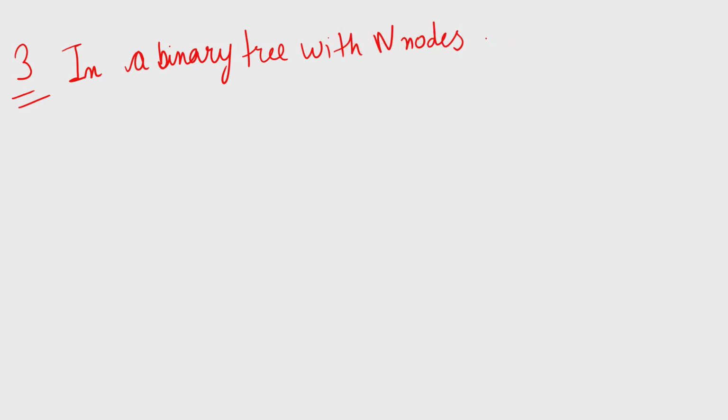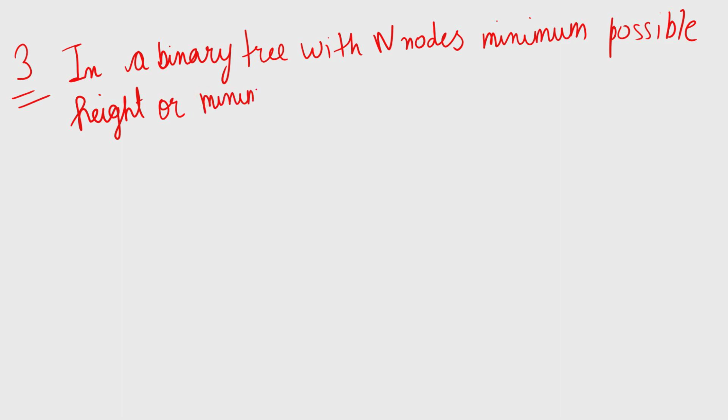Property number 3. In a binary tree with n nodes, minimum possible height, or minimum number of levels, is log to the base 2 of n plus 1. Let me write it here.